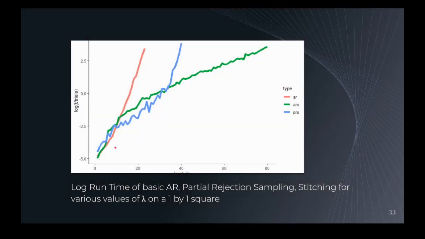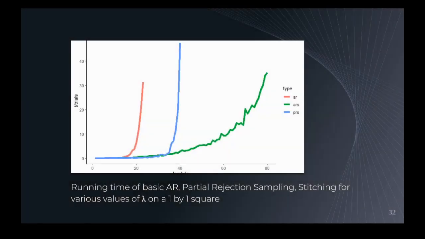Here's a plot of the log of the times against lambda so that you can see what I mean. The slope of the acceptance rejection and the slope of partial rejection sampling once you're past the threshold are roughly the same, but the slope for acceptance rejection with stitching is much lower. And so that allows us to do values of lambda which are much greater than can be done with the local methods.